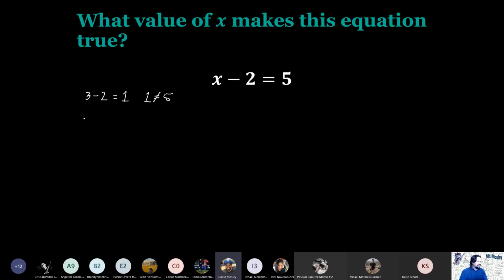Then we had 7. 7 minus 2 equals 5. 5 equals 5. 7 works. So for this, the value of x that makes this true, we get x equals 7. That means this is the solution.